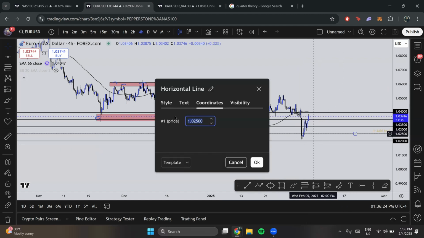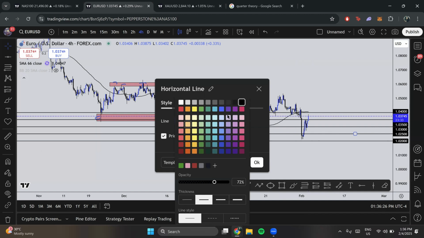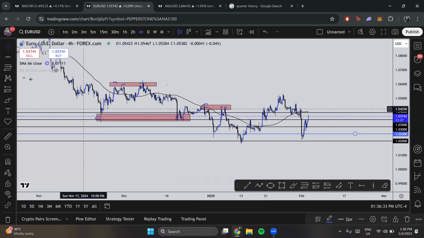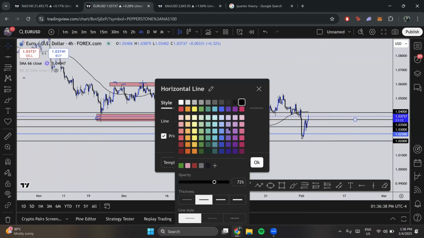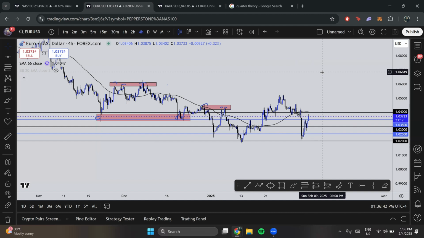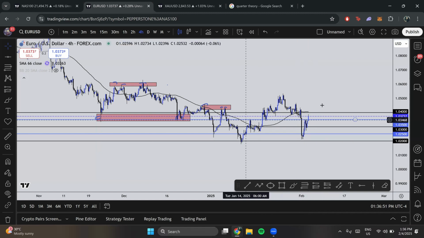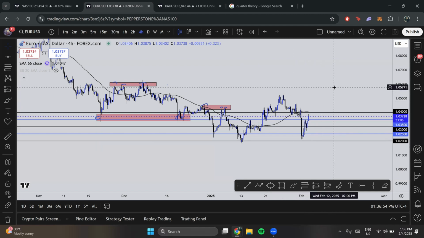So what I'm going to do now is change the color of the 50 pip levels so you could separate them, because the 100 pip levels are going to be a little more significant than the 50 pip levels. Right, so I combine these key levels, and it's as simple as this: 100 pips apart and 50 pips apart with the support and resistance. And that is step one of the strategy.